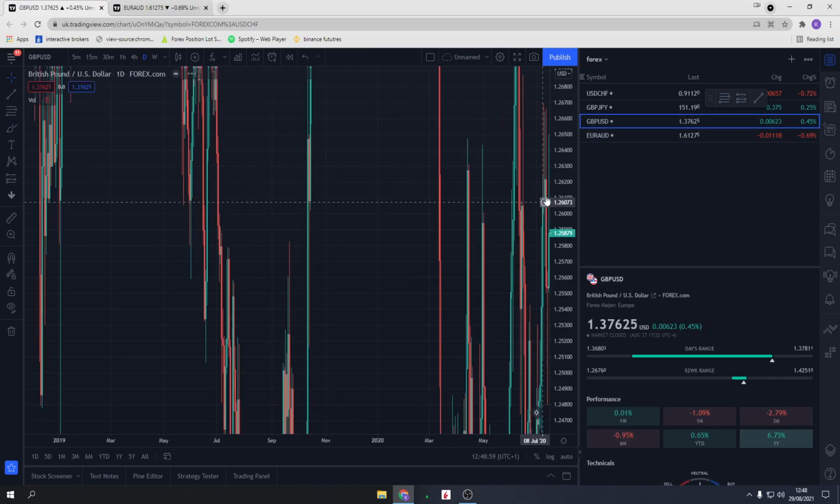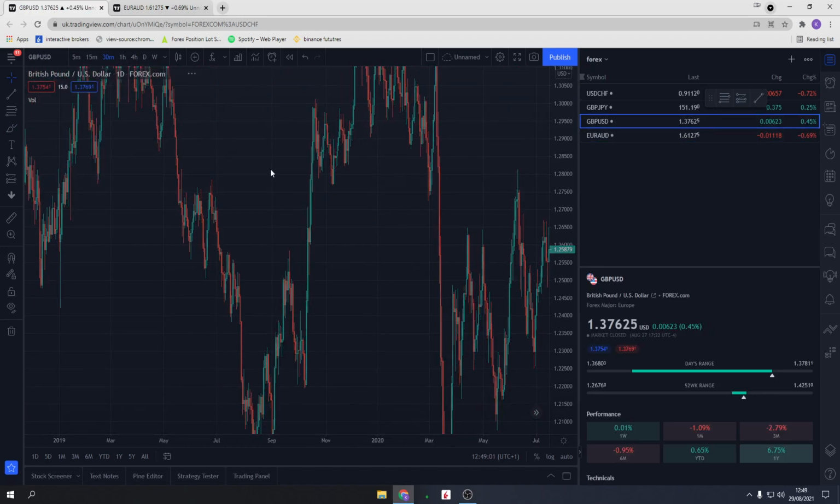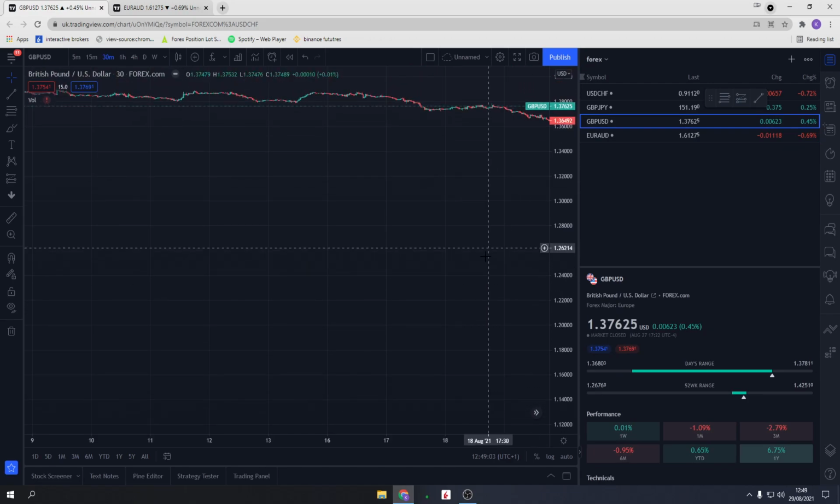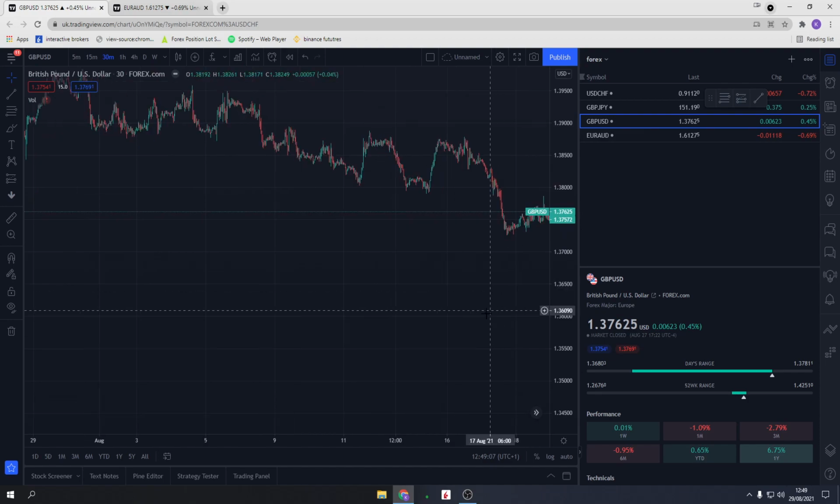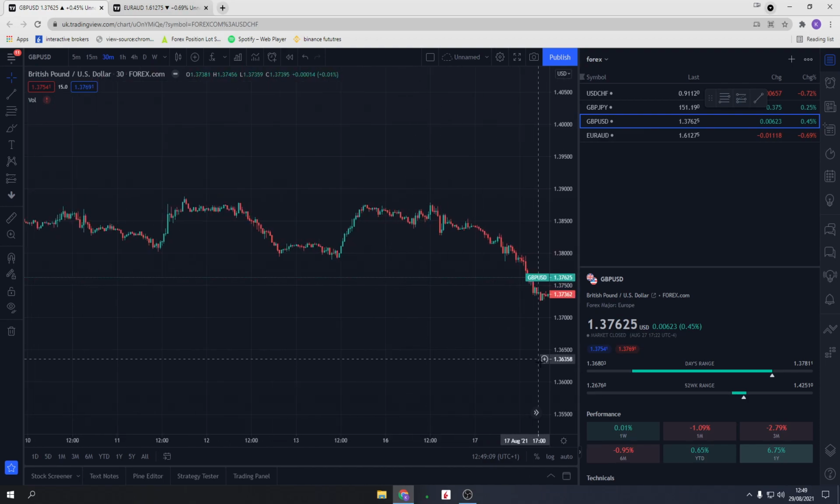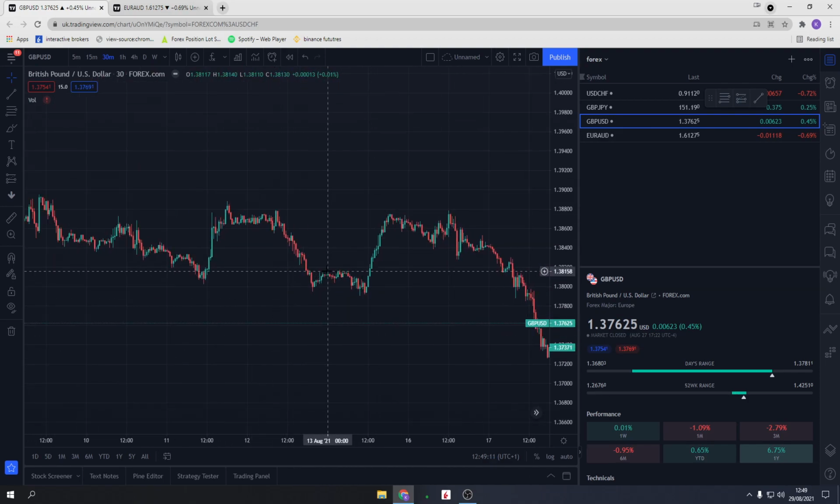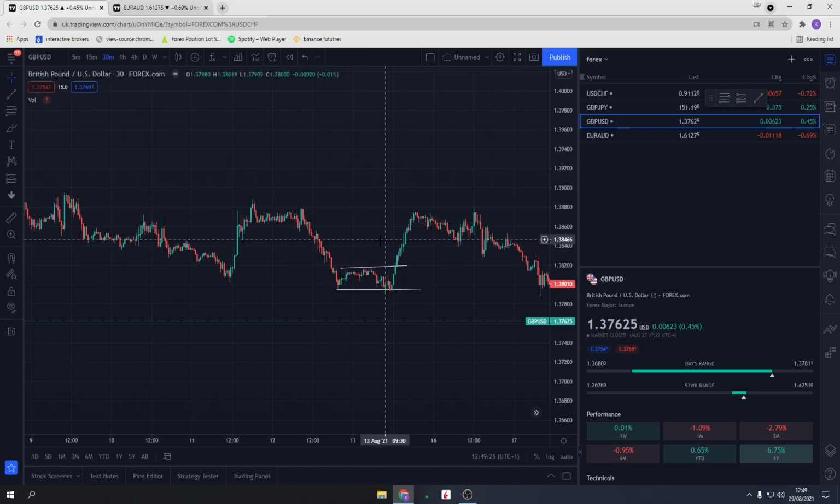Let's look at some from cable. So the 30-minute chart of cable, see if any can be spotted. What I see here is a pretty bad example, but we have a range here, or a channel. That channel is broken, we get a spike in price, and we didn't actually manage to capture the entire leg in price, which is fine. Here we have another channel.